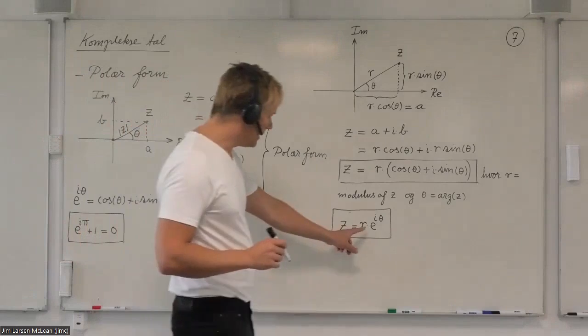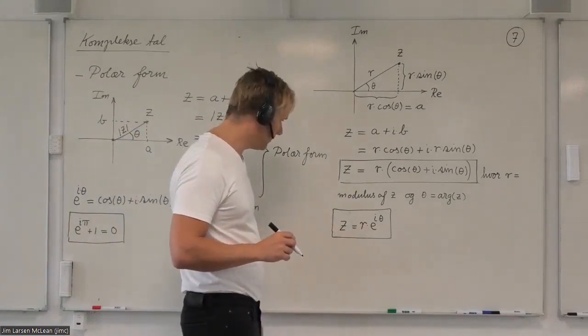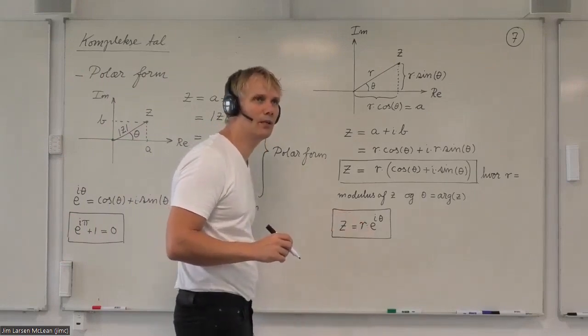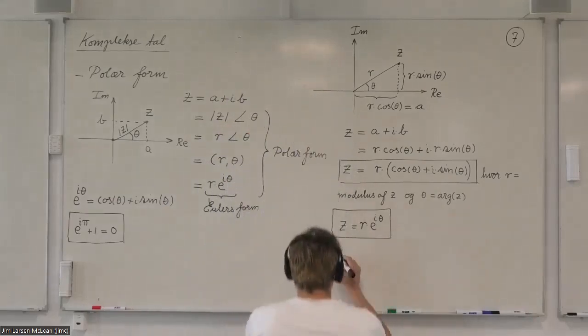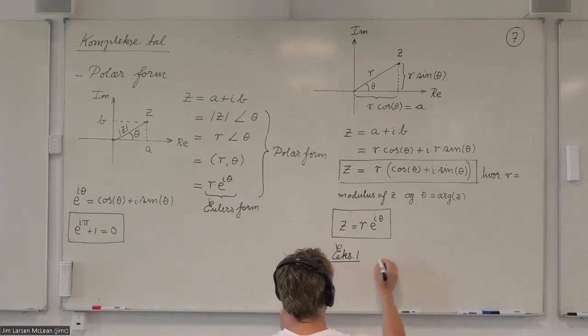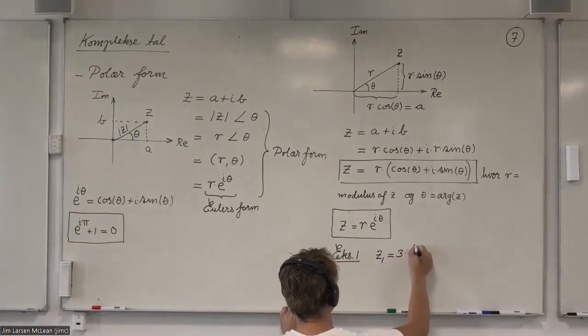And why is this way of handling complex numbers just brilliant? First off, it's because one can look directly there and see where the number is located. Let's check out a few examples. One example is this. Let's take a look here. The complex number z1 is 3 times e to the i pi over 2.